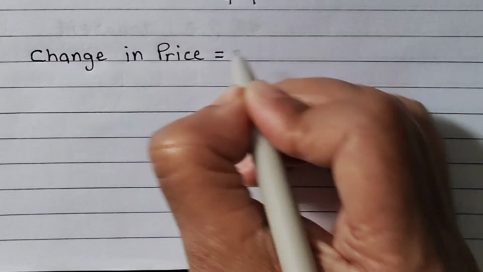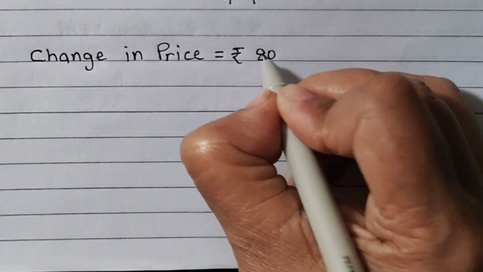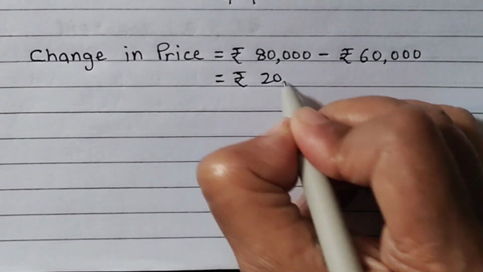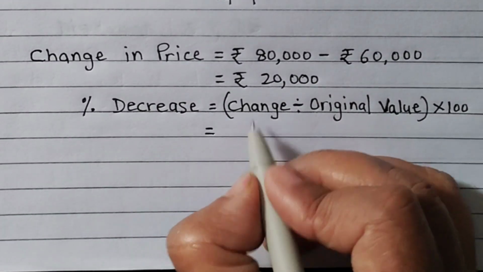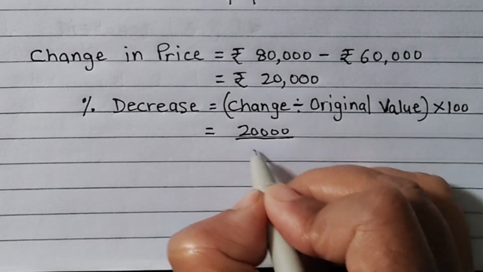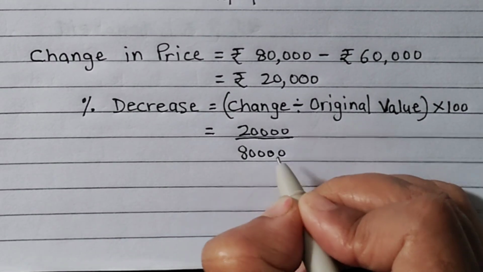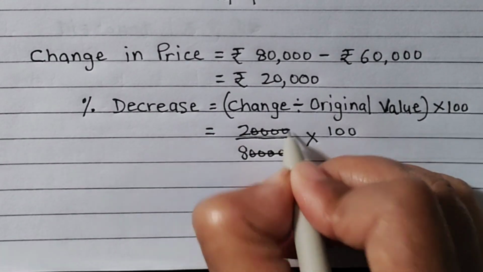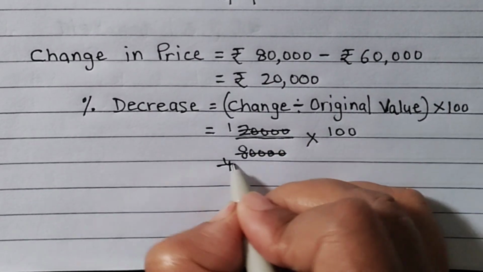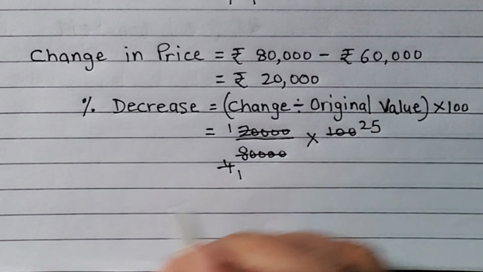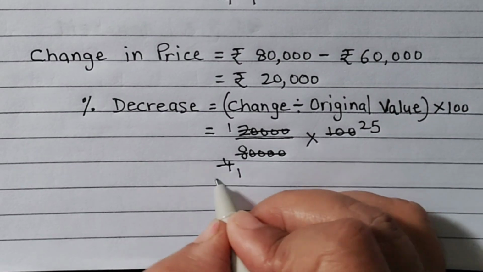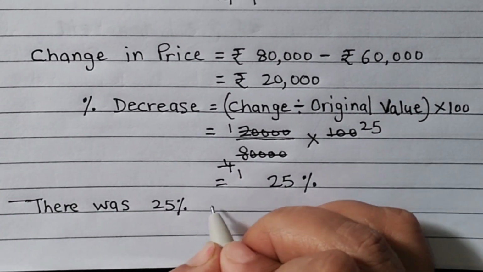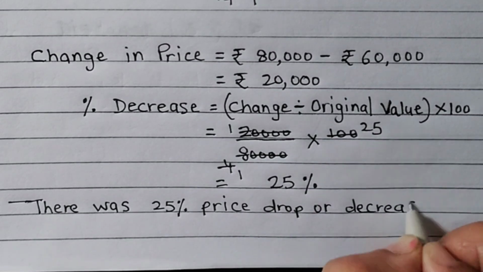So here the change is 80,000 minus 60,000, which is equal to 20,000 rupees. And the original value was 80,000. So 20,000 upon 80,000 multiplied by 100. Zeros will be cancelled first. Then 2 ones are 2, 2 fours are 8. Then 4 ones are 4 and 25 fours are 100. So that means there was 25% price drop or decrease.